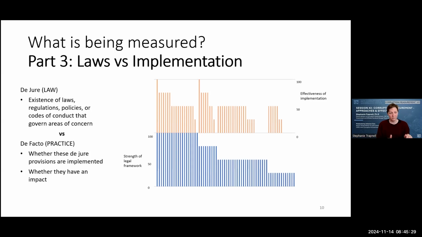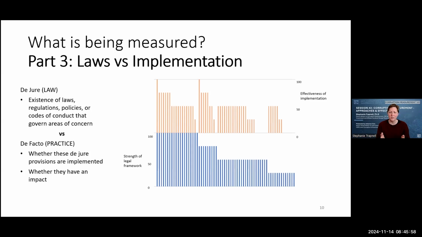So we have 2 sort of giant big areas here. We have de jure, which is the existence or the quality of the laws, regulations, policies, codes of conduct, and these things that govern the area of concern. It's important to have that structure, that framework. It is not the same thing as what happens in practice, which is the de facto, and that is usually broken up into 2 general areas. Whether these de jure provisions are implemented and whether they have an impact once they are implemented.